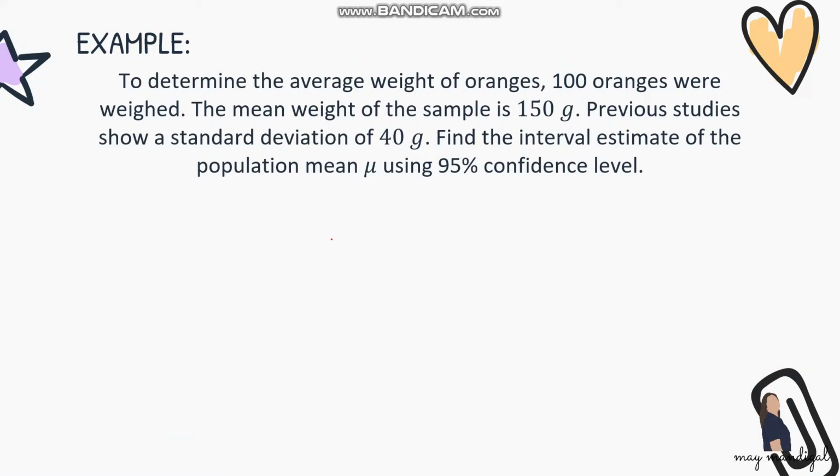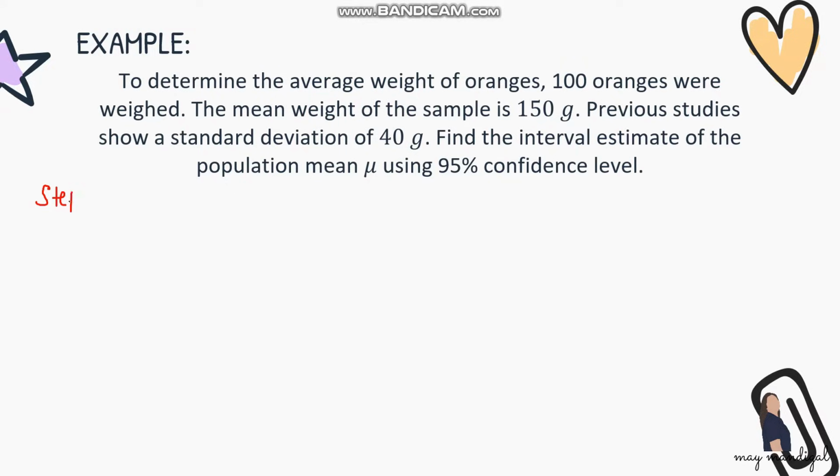So for our first example, to determine the average weight of oranges, 100 oranges were weighed. The mean weight of the sample is 150 grams. Previous studies show a standard deviation of 40 grams. Find the interval estimate of the population mean using 95% confidence level. So in this problem, we are going to identify the interval estimate of the population mean using 95% confidence level. There are steps that we have to follow.